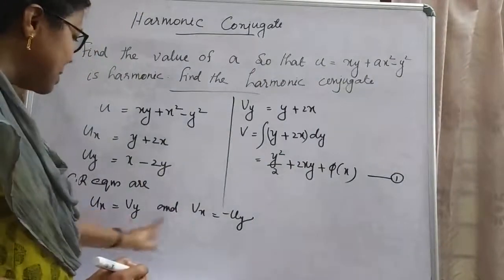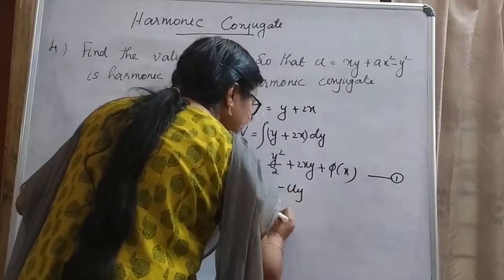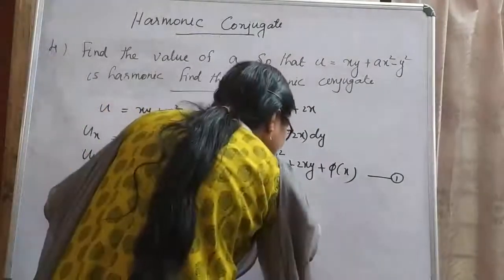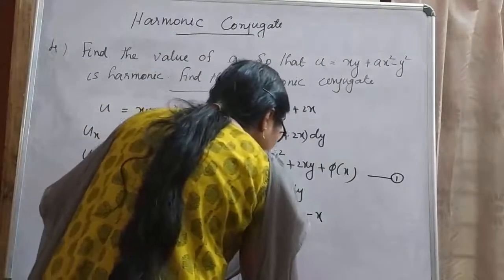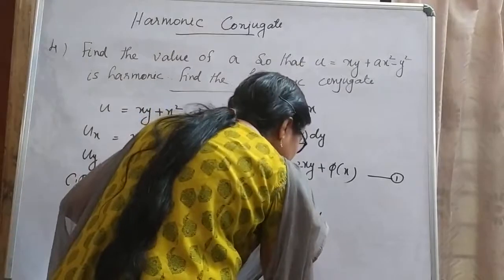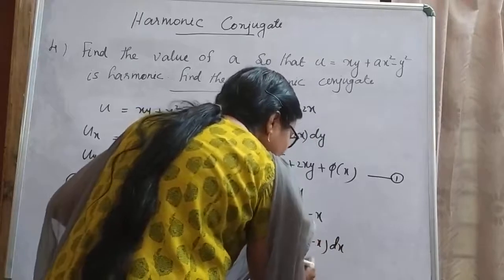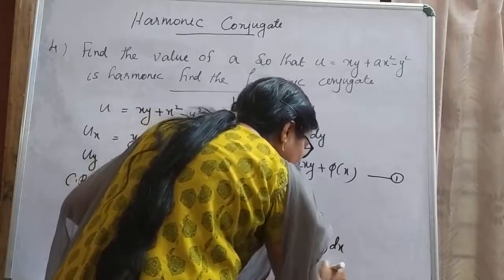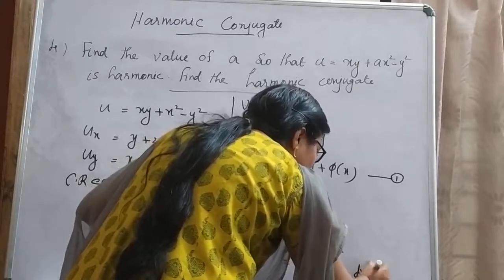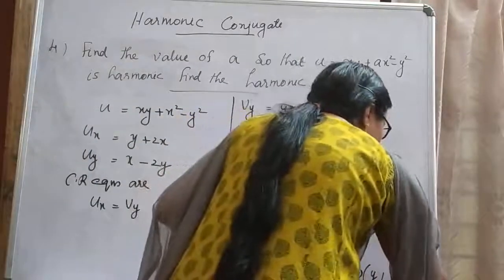Then by CR equations it is given that vx equal to minus uy. Vx equal to minus uy, which is vx is minus x plus 2y, that is 2y minus x. Then we have to find v from this by integrating with respect to x, that is integral of 2y minus x with respect to dx, which is equal to 2xy minus x square by 2 plus a constant phi of y. Write it as equation number 2.